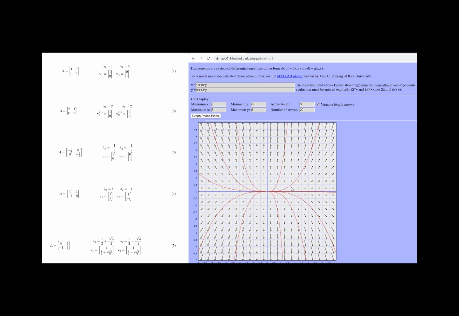And which direction do I move? In the direction of these arrows, so out. That's because both of these eigenvalues are positive. If you click on the y-axis, that's the direction v2. Again, you stay on that axis, you keep going up.